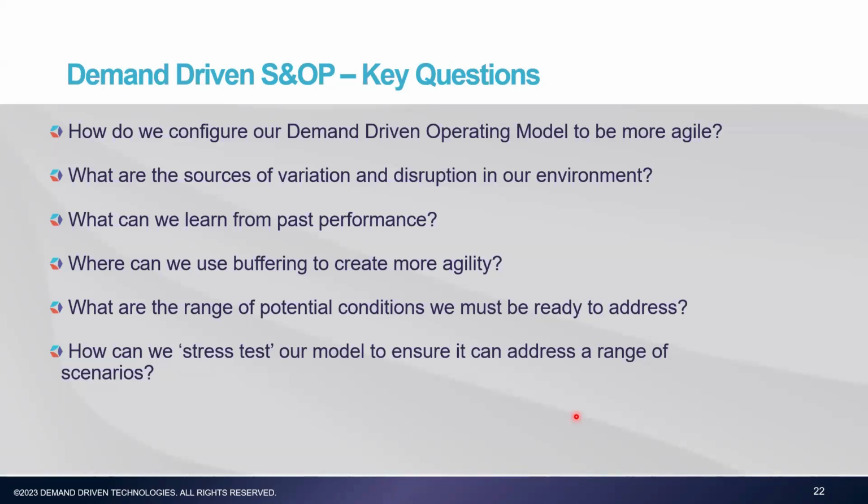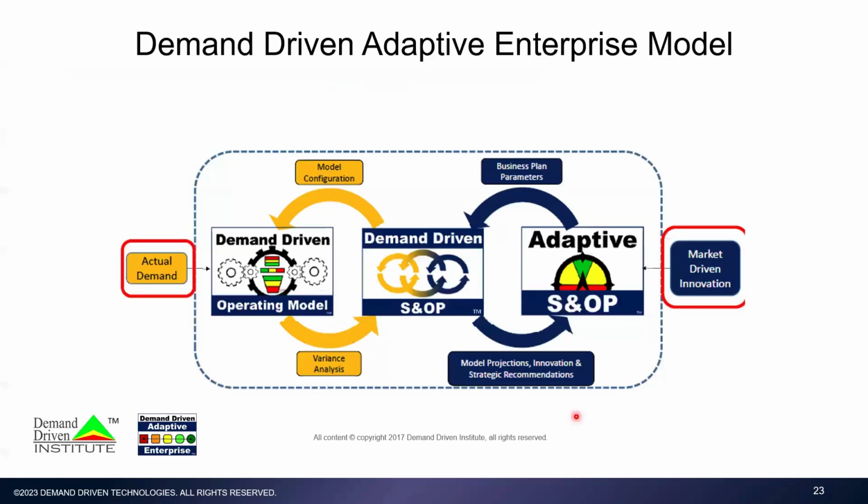Do we understand the range of conditions that are out there that we need to address? Are there ways that we can stress test our operating model in advance to see how well it can deal with a range of different scenarios that may emerge? So the Demand-Driven Institute, I think, has built a really great chart here that describes the idea of the demand-driven philosophy within what they call the adaptive enterprise model.